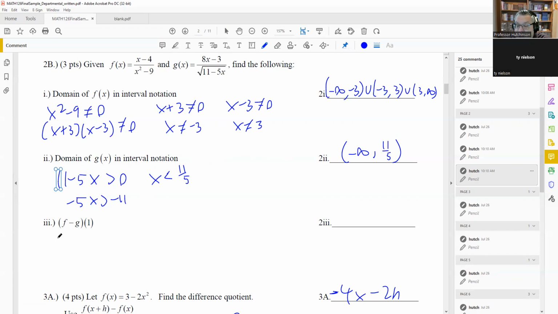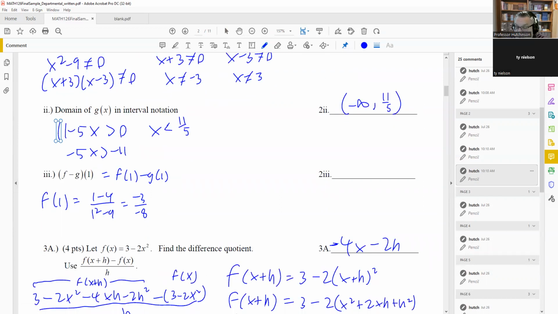Now, this we're going to find f of 1. This is really the same thing as f of 1 minus g of 1. Okay, so f of 1 minus g of 1. That's what it means. So f of 1 is going to equal 1 minus 4 over 1 squared minus 9, like that. So we're just going to work this out, and we'll get negative 3 over negative 8, which is just positive 3/8.